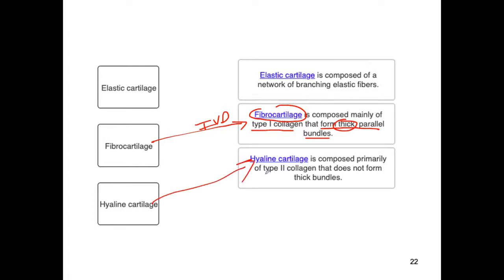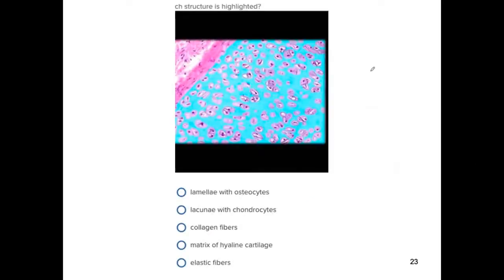The hyaline cartilage is composed of type 2 collagen fibers, and it doesn't form a thick bundle. They're a little bit thinner, which is why they break down easily and they're involved in degenerative joint disease. And elastic cartilage is really a network of branching elastic fibers, more flexible fibers.